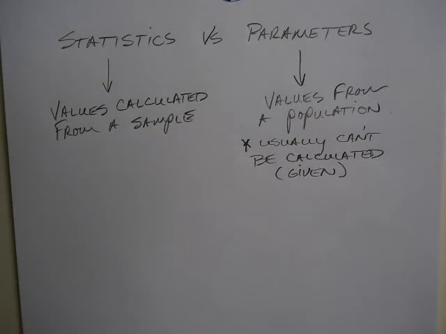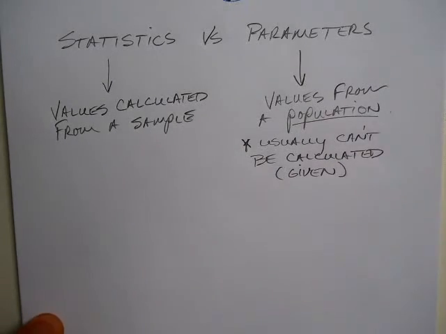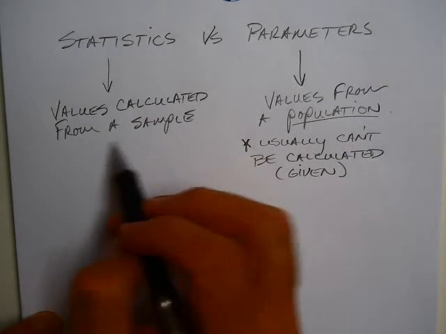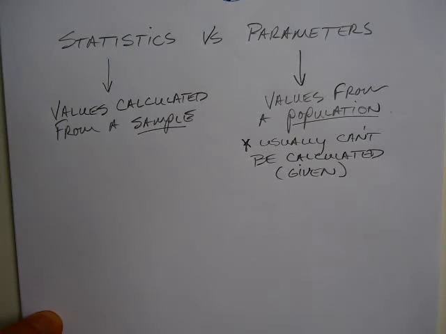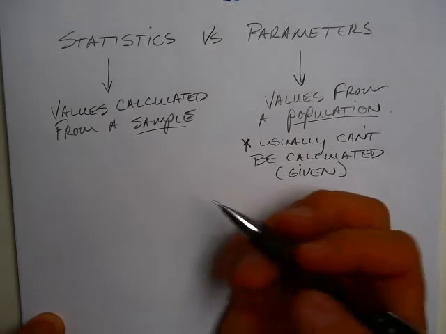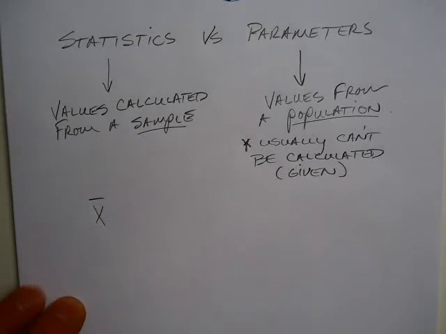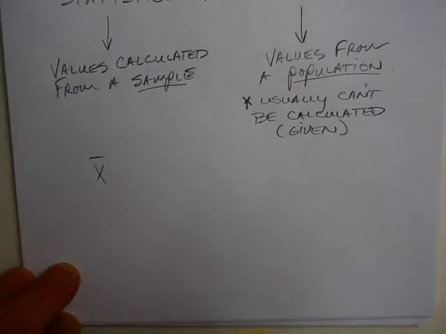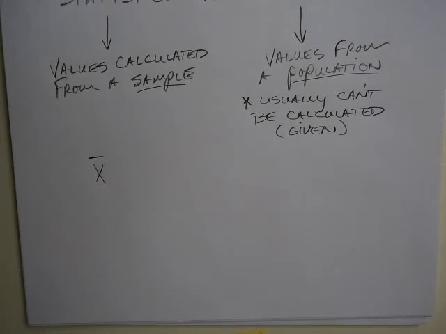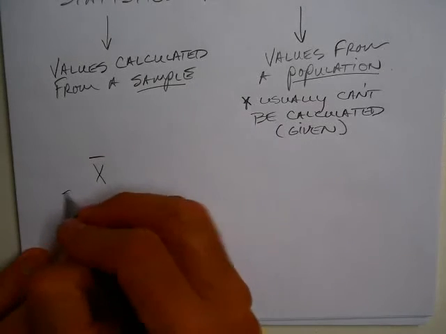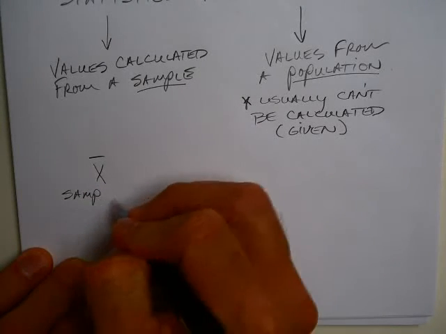So a parameter is a population value. A statistic is a sample value. That's all you really need to know. So we've learned some statistical symbols. X bar. What's that? Sample mean. Yes, it is the mean, but it is the sample mean. That's why I put that in a little while ago.